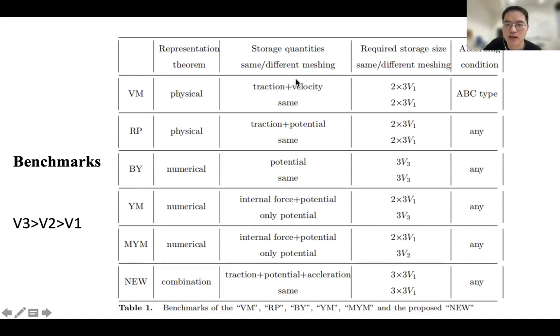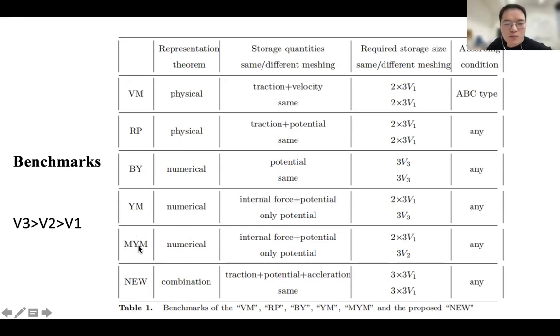And here there are two different situations. That means whether the local and the global mesh are the same or different. For the physical way, these two kinds of hybrid input are the same for VM and RP way. And for the BY, YM, and YM both use a numerical representation theory. And for the BY wave, because they only use the elements, they only use the potential. That means also the displacement for the elastic case. Potential is for the acoustic case. And in the Meissner's way, they use the interface of potential, these two parts.